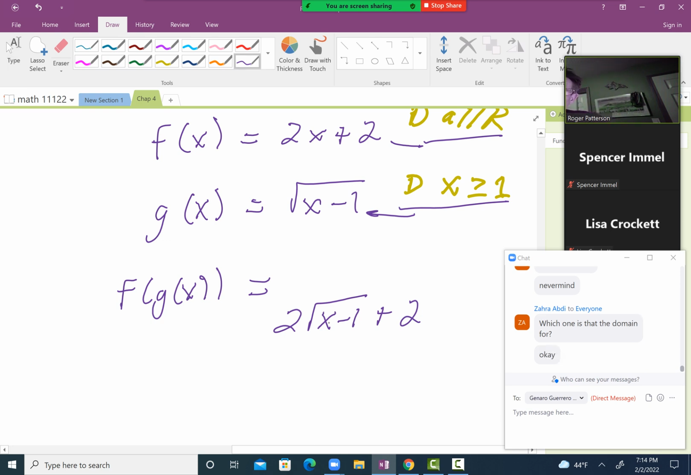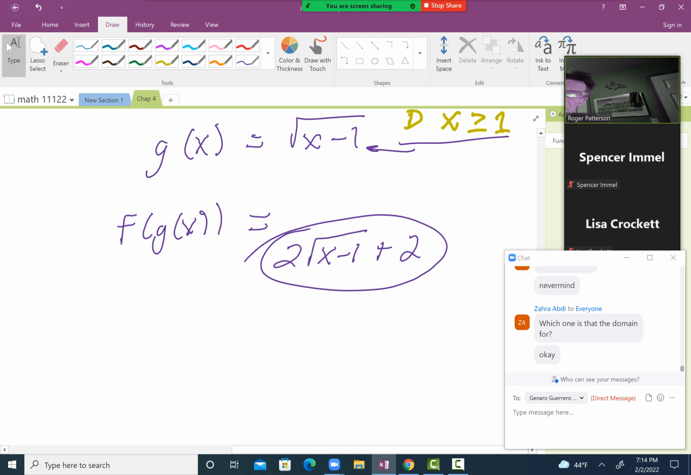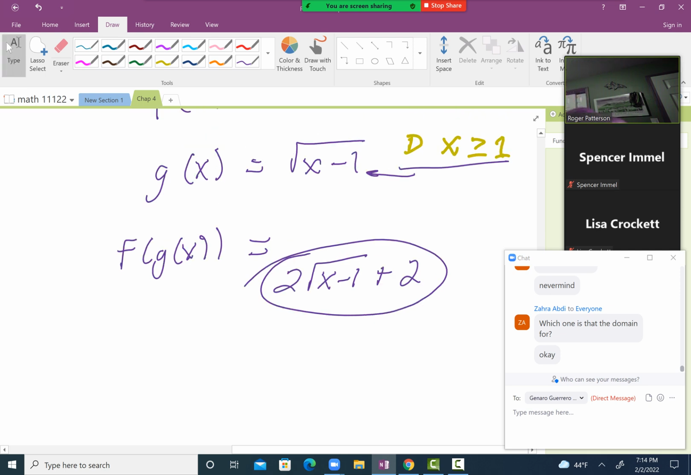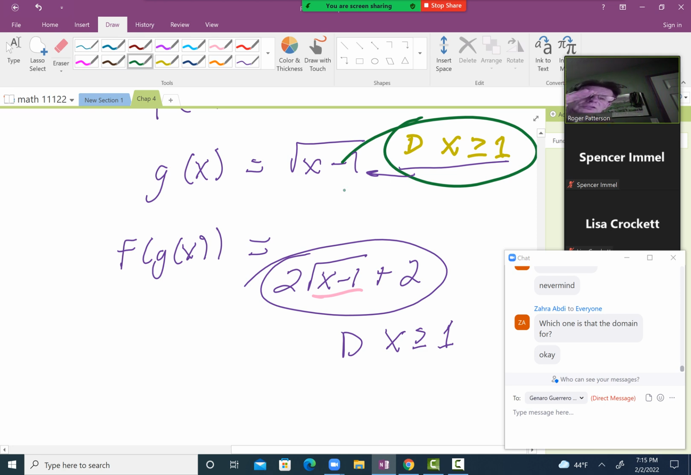Okay, so here is my function. If I just flat out gave this to you and said, hey, what's the domain of this? You'd probably look at that and say, the only time I'm going to have a problem is right here underneath the square root. I just have to make sure that it's always staying positive. The only way that's always going to stay positive is if my domain is greater than or equal to 1. Oh, that's the same thing we had up here. So since the f function was all real numbers, that domain carries all the way through the problem.